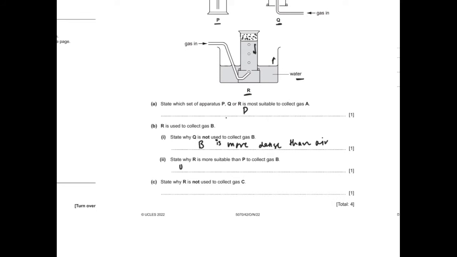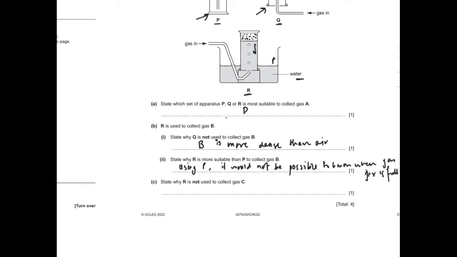Because using P, it would not be possible to know when the gas jar is full. This should tell you that this apparatus is actually known as a gas jar. When the gas jar is full.